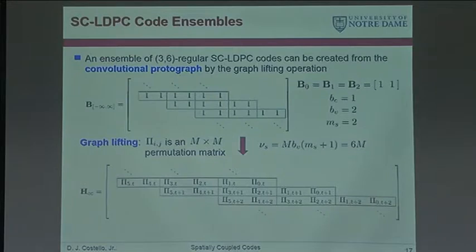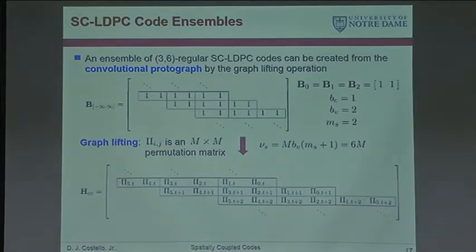Graph lifting, again using the permutation matrix method of generating a larger ensemble, an ensemble of codes, we would simply replace each one in this convolutional base matrix with a permutation matrix.